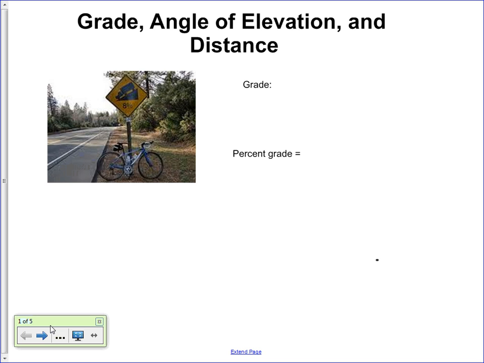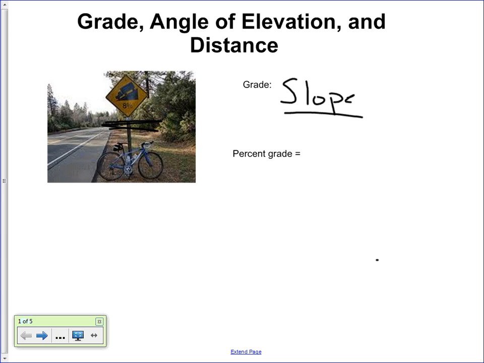So the first concept that we come to is a grade, and this sign right here, if you can see it, is a typical example of where we would see grade used in an application. And grade, of course, is represented as a percentage, generally for hills and on road signs. Grade is essentially just a measure of slope, and it's really just expressed as a percentage.